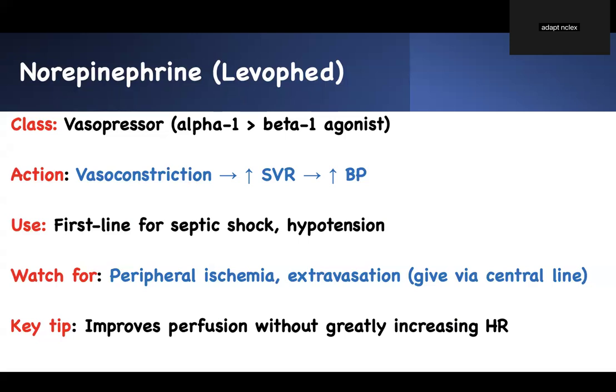But another thing you should know is extravasation. If the IV leaks into the skin, you can have necrosis. This is why we give it through a central line, to prevent extravasation, as the fluid leaks into the peripheral tissue and causes skin necrosis. The antidote is phentolamine. Key tip you're supposed to know: it improves perfusion without greatly increasing heart rate. That's why it acts on alpha 1 more than beta 1. So it will improve your perfusion more than increasing your heart rate. Number one, norepinephrine. Know this medication.